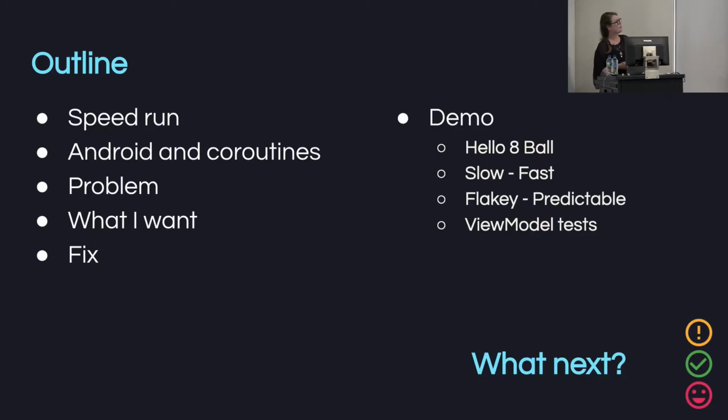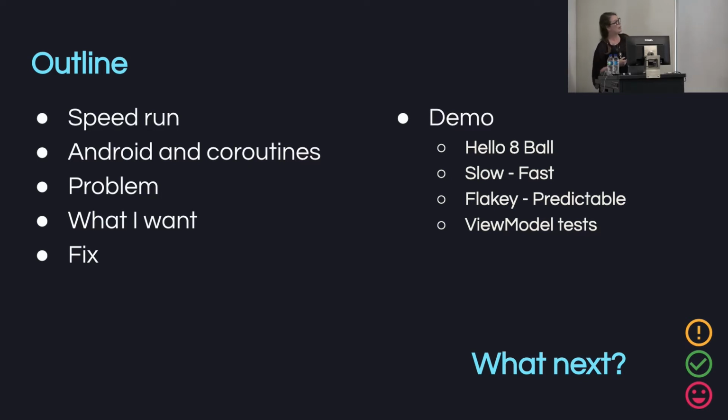So this is a brief roadmap of what's happening in the talk. I'm going to give a quick speed run through coroutines, not so much all of the detail of the syntax, but just the pieces of coroutines that are relevant for the testing. Then I'm going to jump into Android and coroutines, why we use coroutines in Android, and then the particular problem, what I want out of it, and a fix. And then matching all of this, I have a demo.